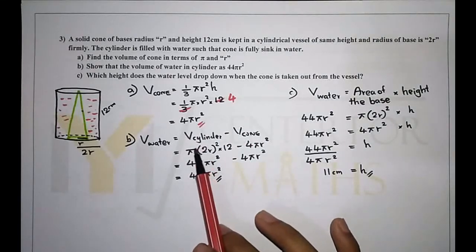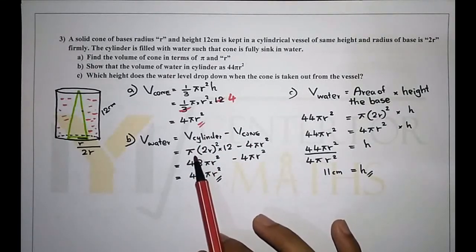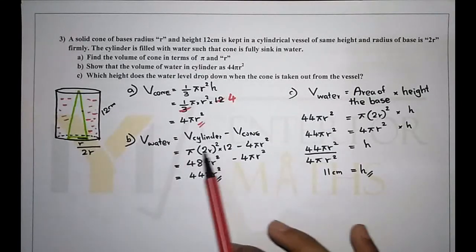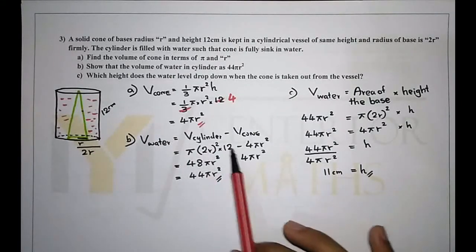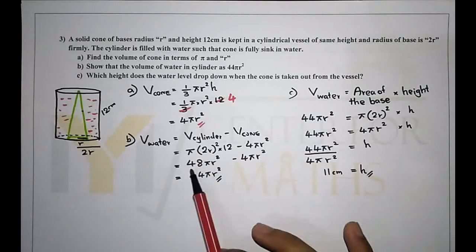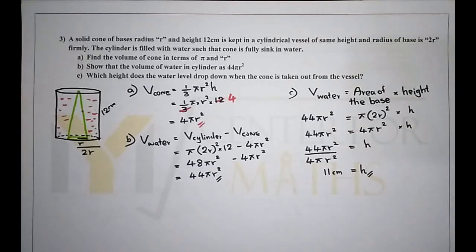So the volume of the cylinder, now we'll try to find that. The formula is pi r squared h. Pi is already there, and the radius is 2r, so (2r) squared, and into the height 12. So 2 squared is 4, and 12 times 4 is 48 pi r squared, minus 4 pi r squared. Now if we subtract, we will get the answer as 44 pi r squared.